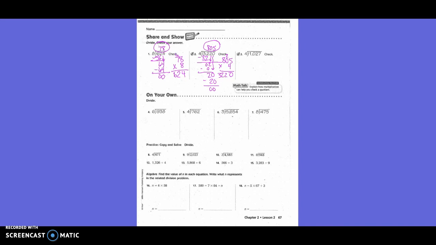Alright, next one. Can I take 4 into 1? No. So I'm going to take 4 into 10. How many times? 2. 4 times 2 is 8, 10 minus 8 is 2. Bring down my 2. 4 into 22? 5.